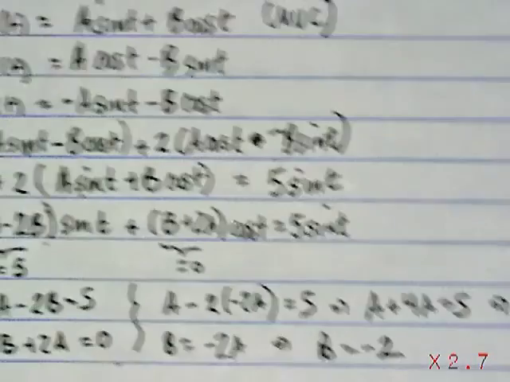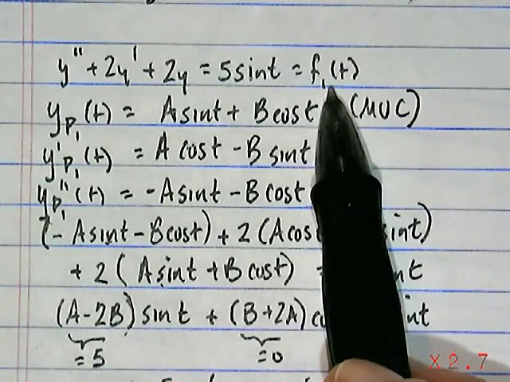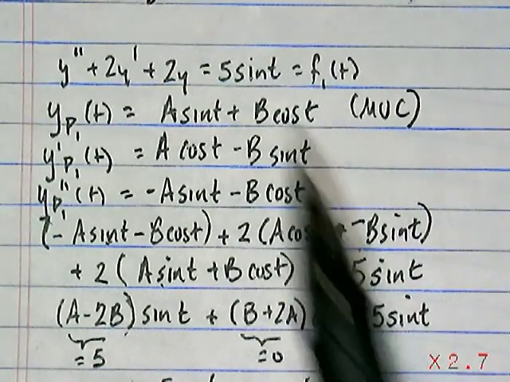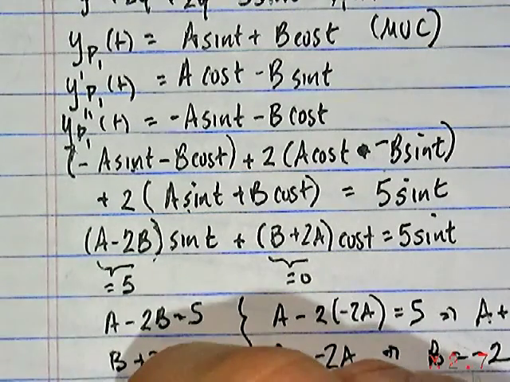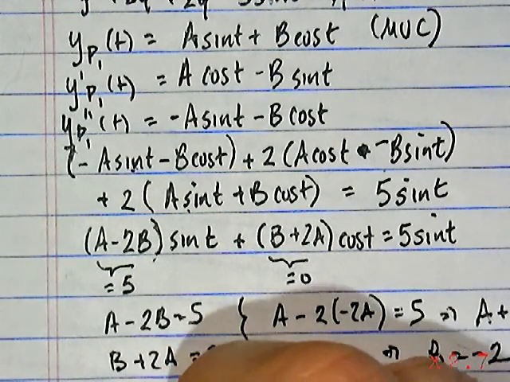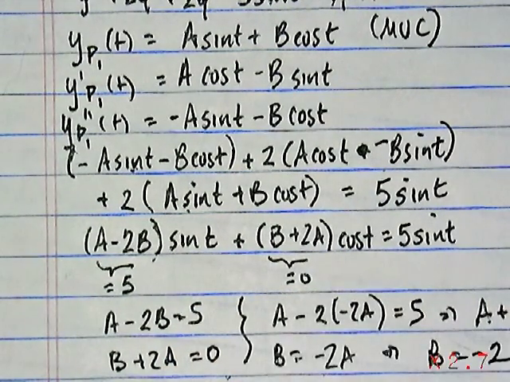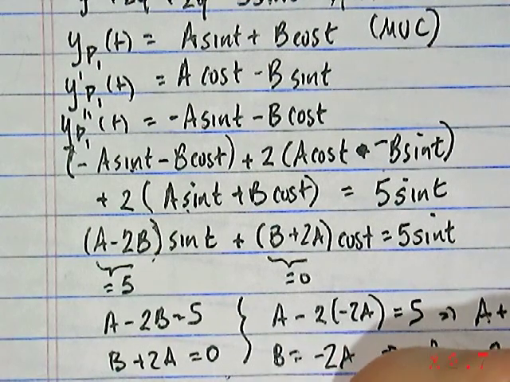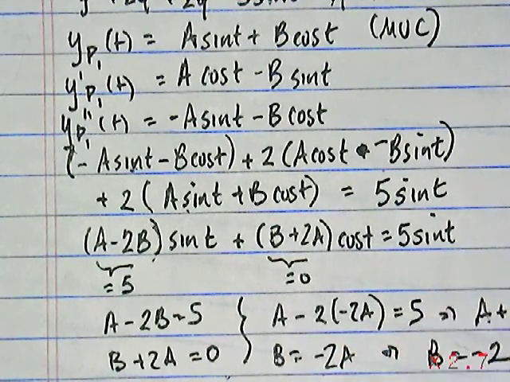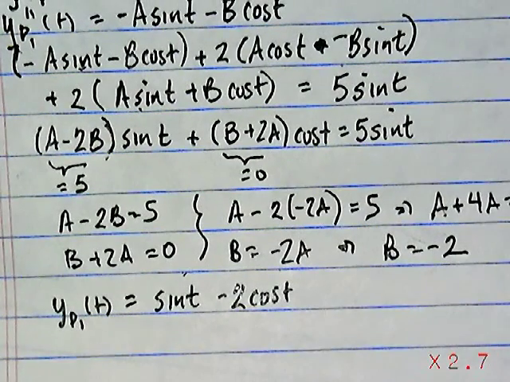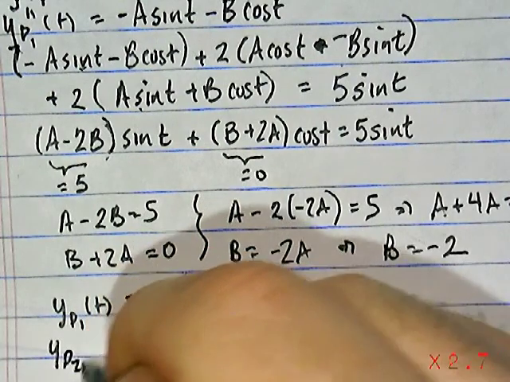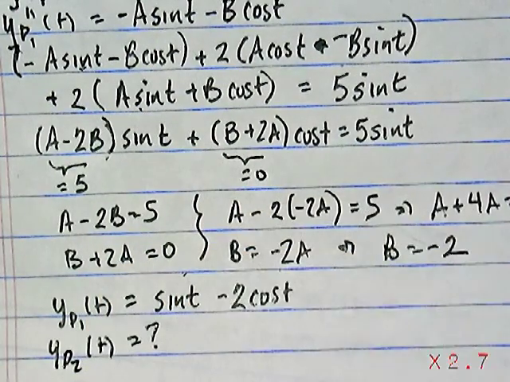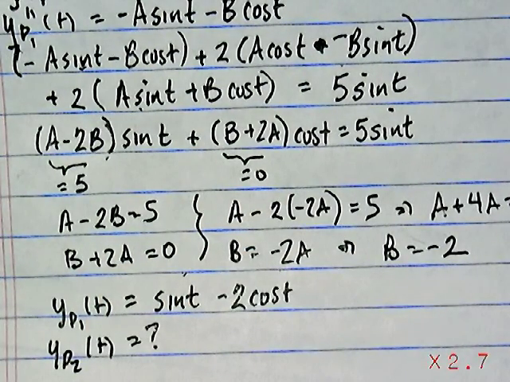So what we have figured out is when you just have the first part of the original right-hand side, 5 sine of t, that part of the particular solution, yp1 of t, will have to have the form, we'll write it this way, sine t minus 2 times the cosine of t. Okay? Like that. So, what we're missing is another part of the particular solution when the right-hand side is 5 cosine t.